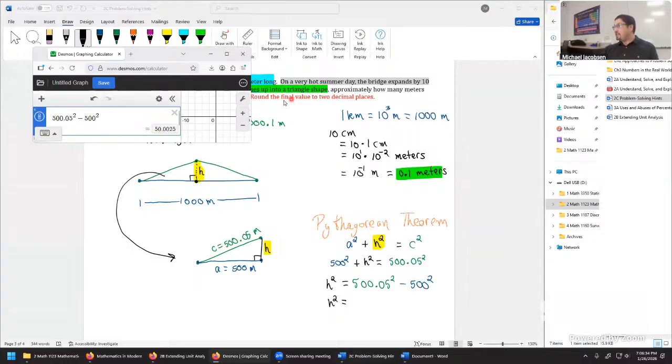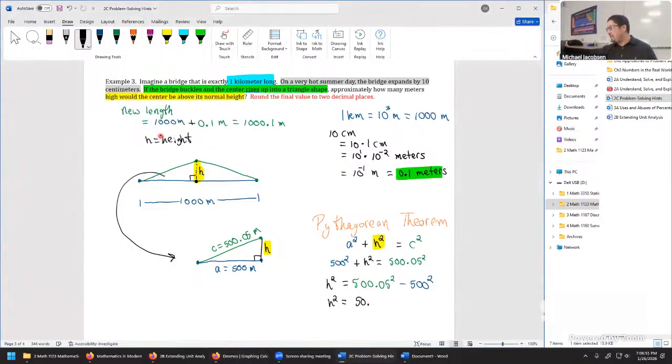0.0025. Notice it says round the final value to 2 decimal places. So we need to keep in exactly what we see here and not round early on this problem, or we could actually make a pretty appreciable difference on the final answer. So h squared is 50.0025.